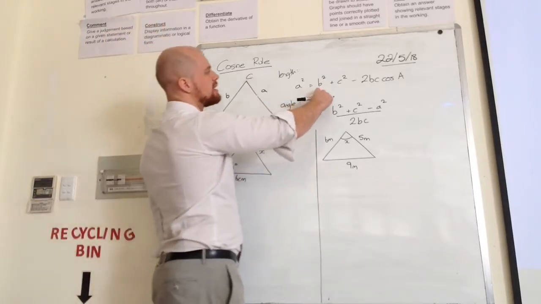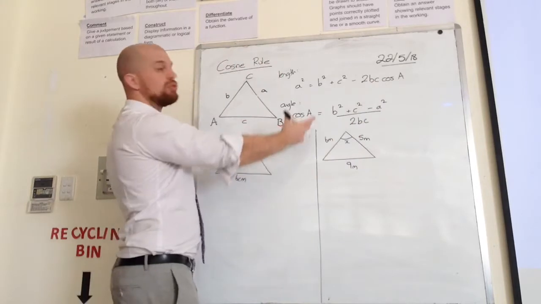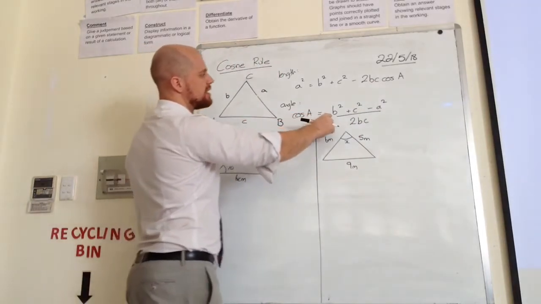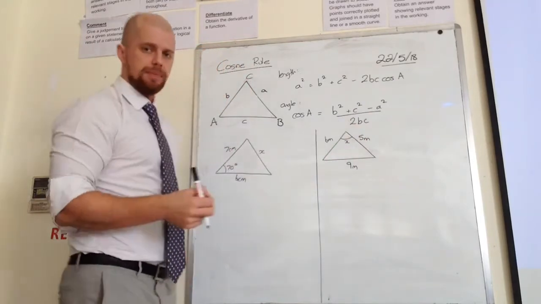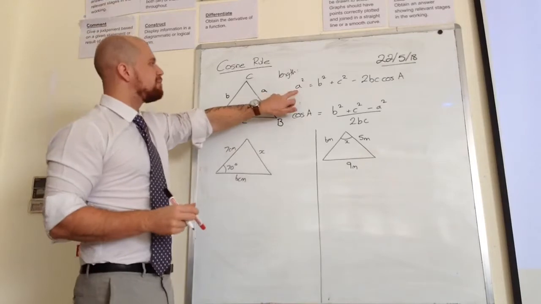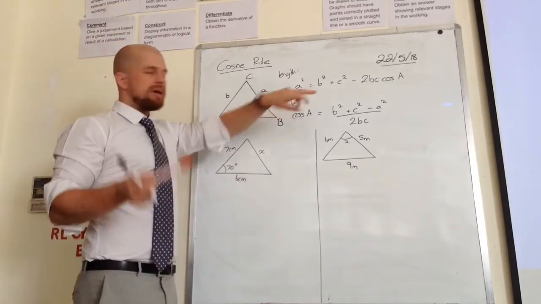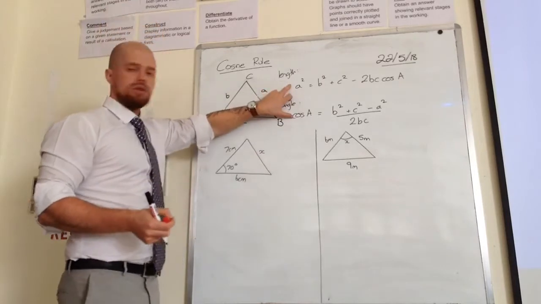A squared is b squared plus c squared minus 2bc cos A. And then if you rearrange it, cos A is (b squared plus c squared minus a squared) over 2bc. Now, you'll also find that you can have b squared equals and c squared equals, but actually, if you label the triangle correctly, these are the only two you need.